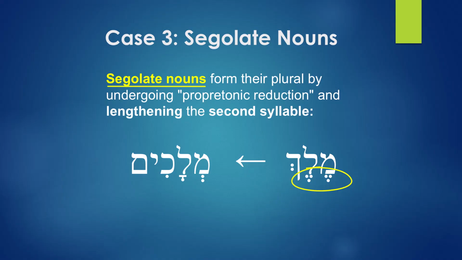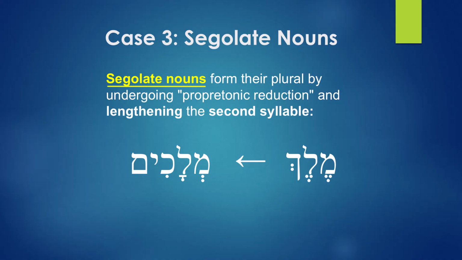For example, melek. Melek has a segol under the first consonant and the next consonant has a segol. That's why they're called segolate nouns. They start with two segols on the first and second consonant. Sometimes it's going to be sereh and segol, sometimes segol and segol, but these are called segolate nouns.